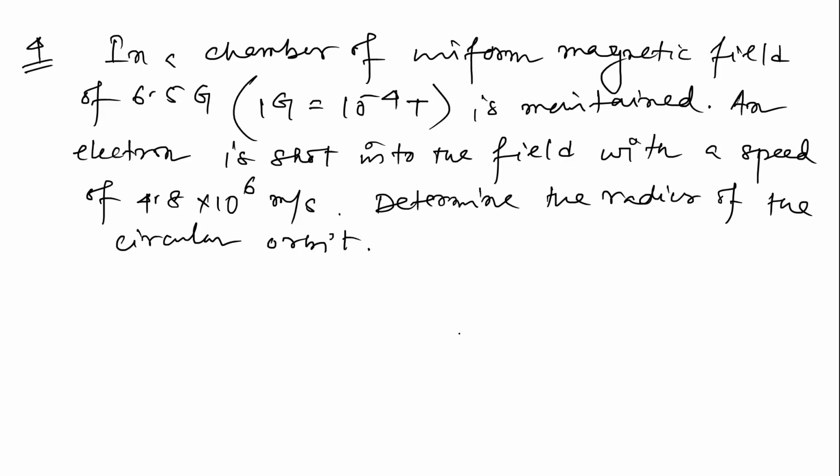So in this case, what are the things given in this question? At first write it down, then use the mathematical expression to find out the radius of the circular orbit. At first write down the question, everyone.